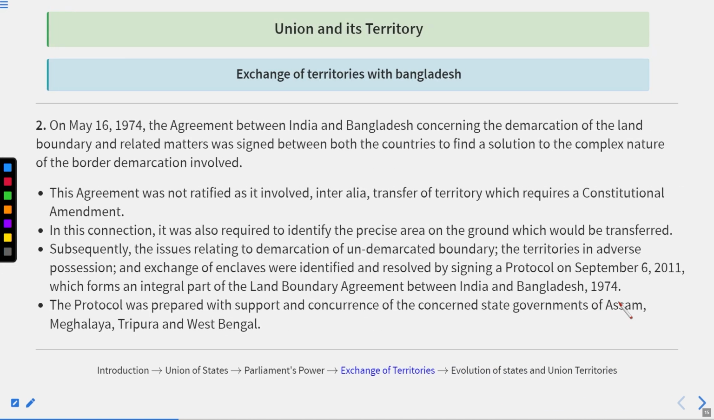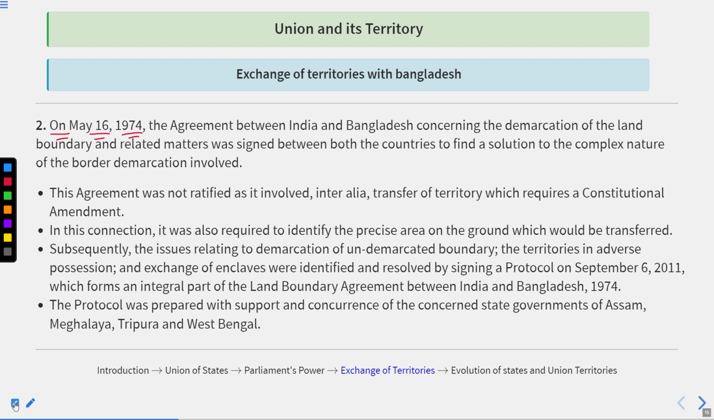Thereafter, that was the time of May 16, 1974. Remember, 16th May 1974, when the agreement between India and Bangladesh concerning the demarcation of the land boundary and related matters was signed between both countries to find a solution to the complex nature of the border demarcation. Why was it said that there was a complex nature?